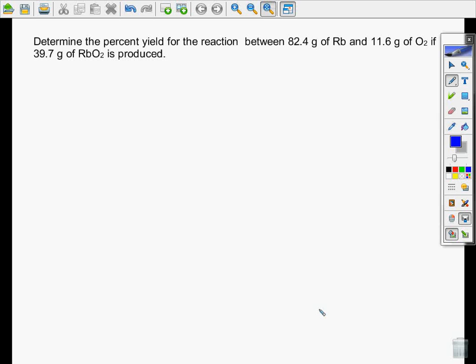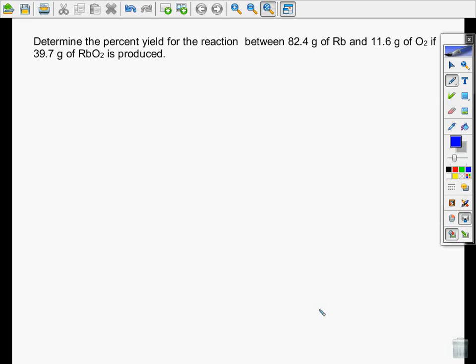We're going to look at a percent yield problem. And this one's also off your 12-3 worksheet. Now in this one, it says determine the percent yield for a reaction between 82.4 grams of rubidium and 11.6 grams of oxygen if you only get 39.7 grams of rubidium oxide produced. So the first thing you have to do, balance the equation.